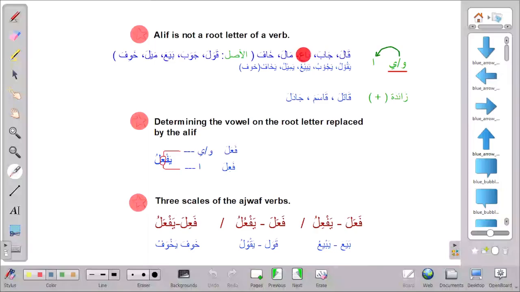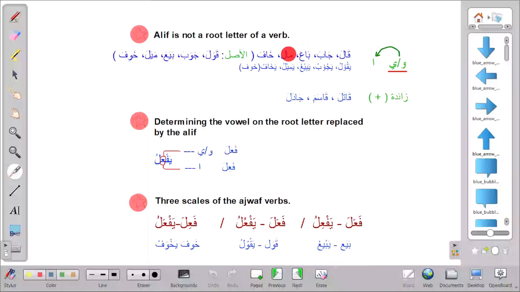And the same way, ba'a yabi'u. So you need to know the mudore before you can know whether the alif in the madi was initially wow or ya. So ba'a, the mudore is yabi'u. You can see there's ya there after the ba. So that ya in the madi was what got replaced by the alif. So it was baya'a. I hope that is clear.